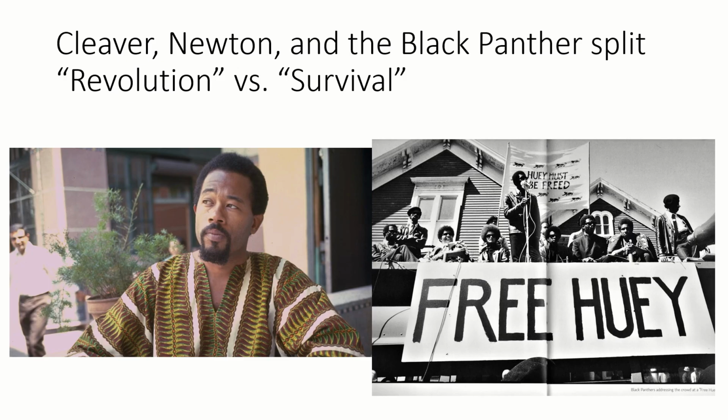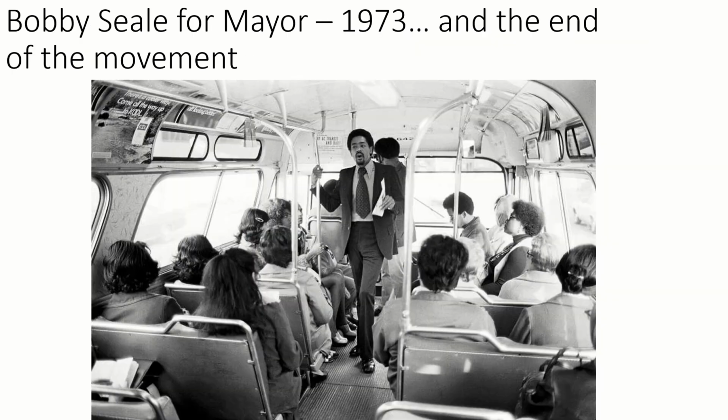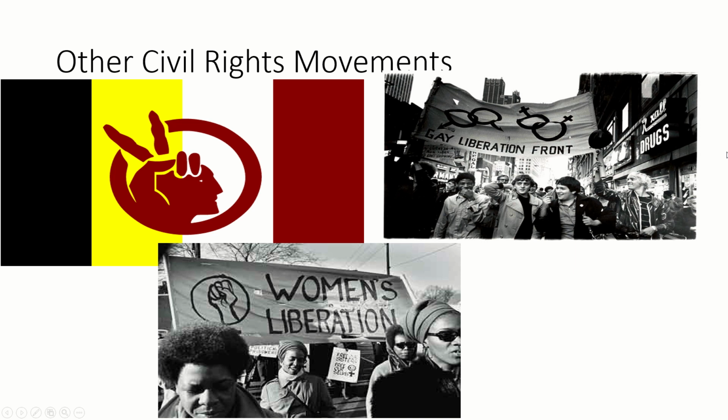And so eventually the Black Panthers split over the idea of trying to create an armed revolution versus trying to create survival programs. And ultimately, the Black Panthers are going to end in 1973 by trying to go into mainstream politics, by running one of their leaders, Bobby Seale, for mayor, and they come very close. But ultimately, they fail, and the Black Panther movement is going to begin to fade away.